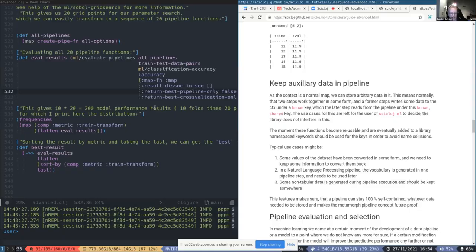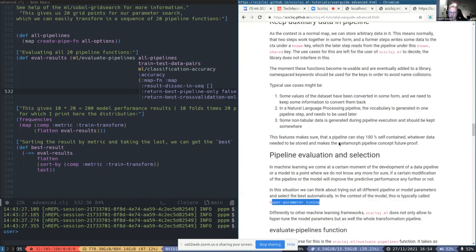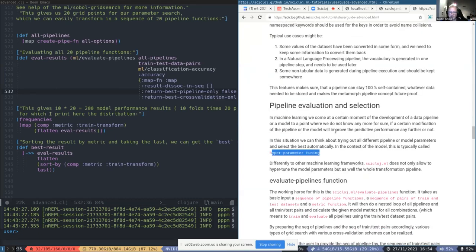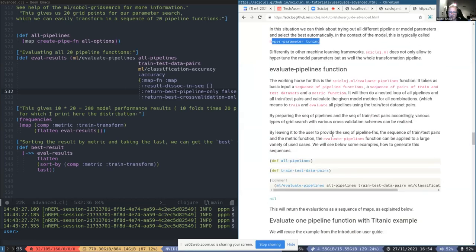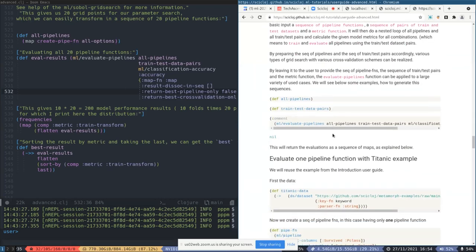Is there a question on that regarding the goal which we want to reach? We want to find, in an automatic way, the best model or the best pipeline. That is the goal of the next step. There's no question, so I just go ahead.